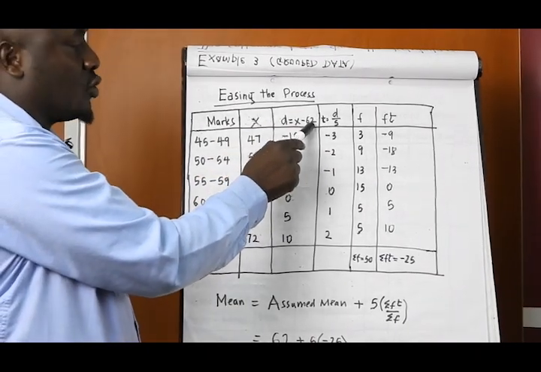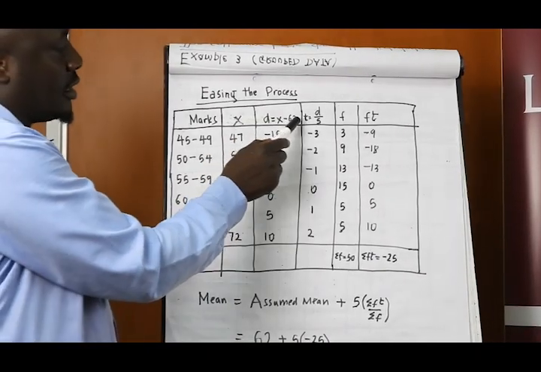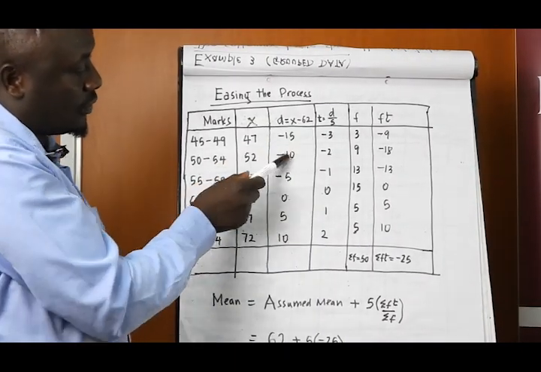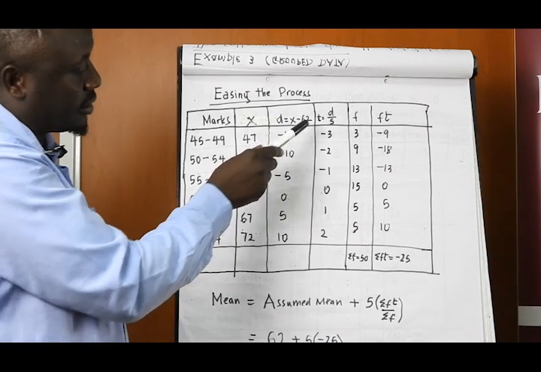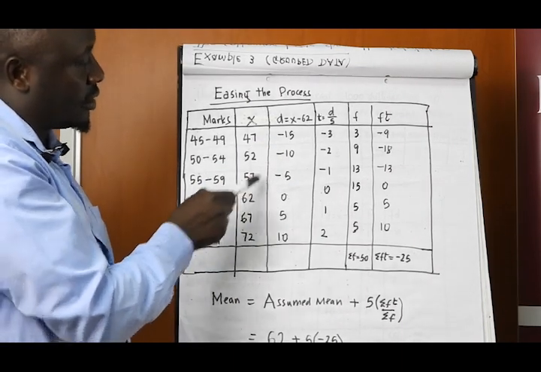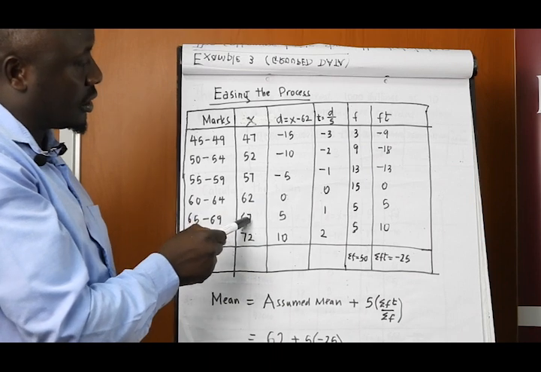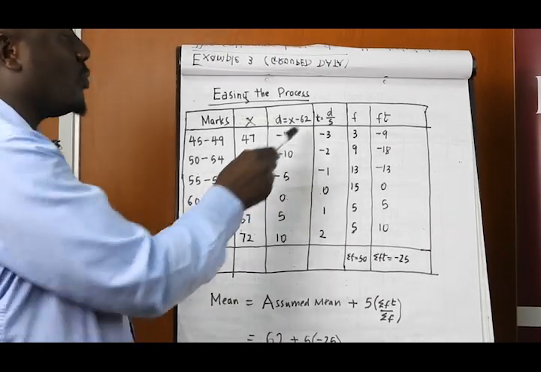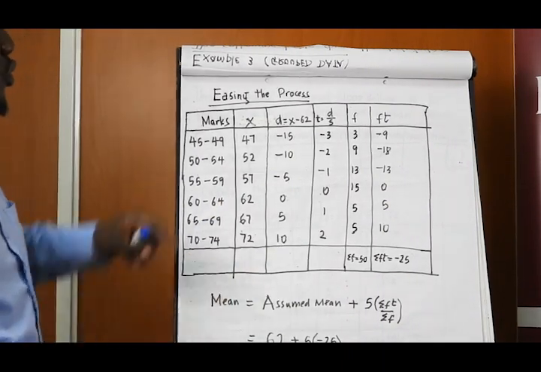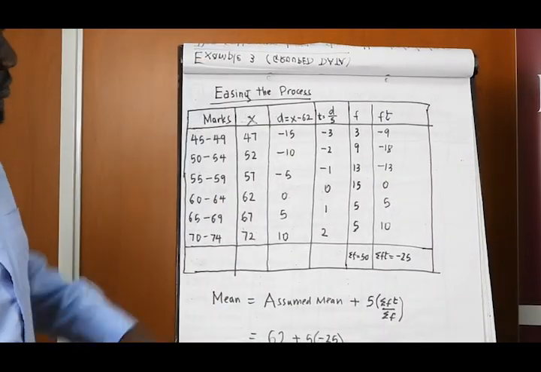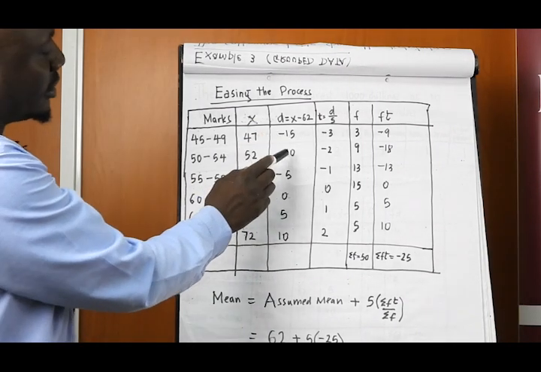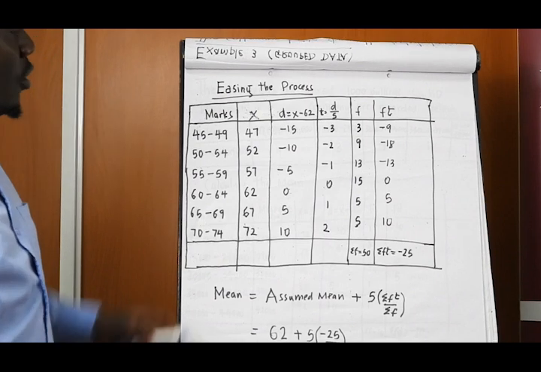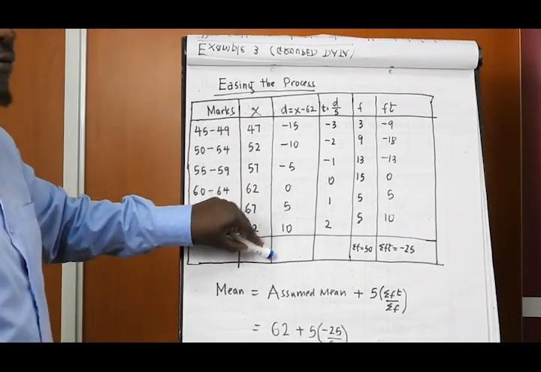Still using the same assumed mean. So 47 minus 62, negative 15. 52 minus 62, negative 10. 57 minus 62, negative 5. 62 minus 62, 0. 67 minus 62, 5. And finally, 72 minus 62 is 10. What we notice is that in this column, we have negative 15, negative 10, negative 5, 0, 5, and 10. All these numbers are divisible by 5.